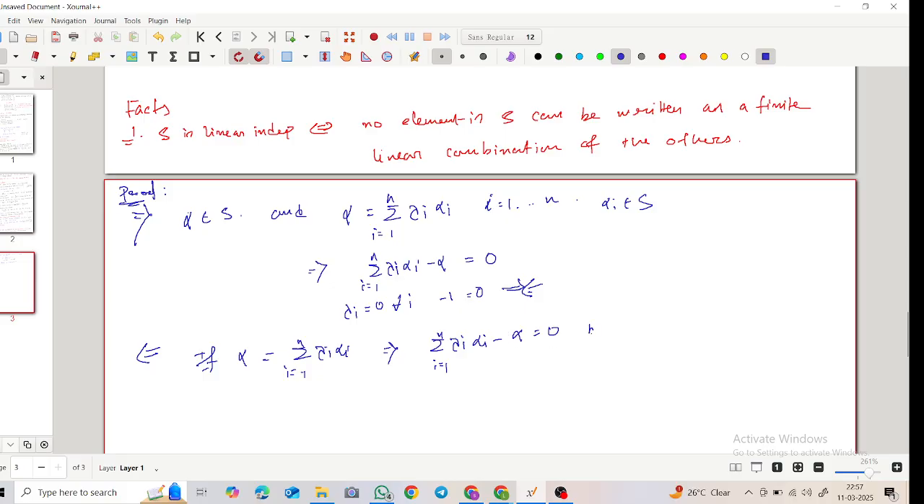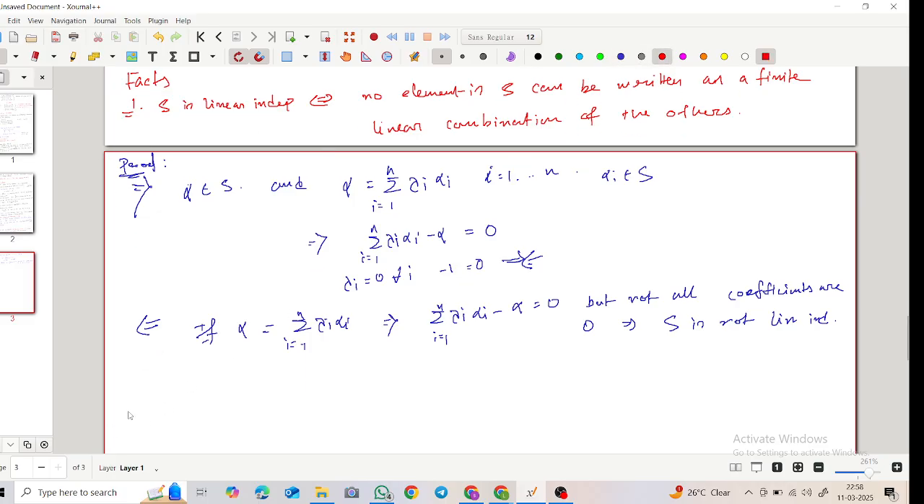So, but not all coefficients are 0, right? Are 0, which implies S is not linearly independent, right? So this is an if and only if condition. We will need it.